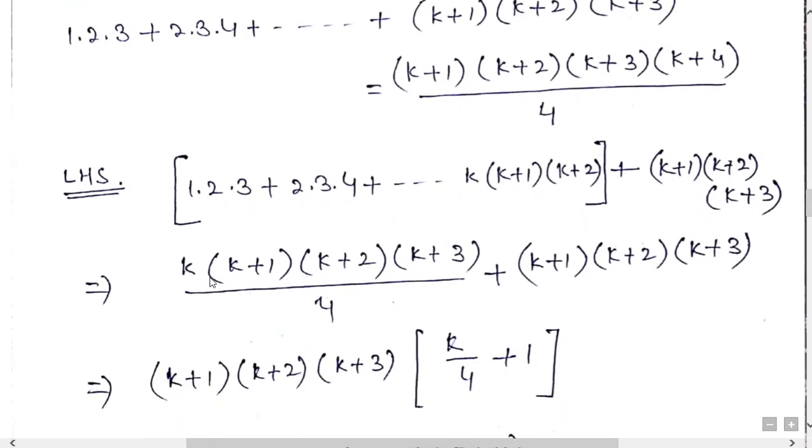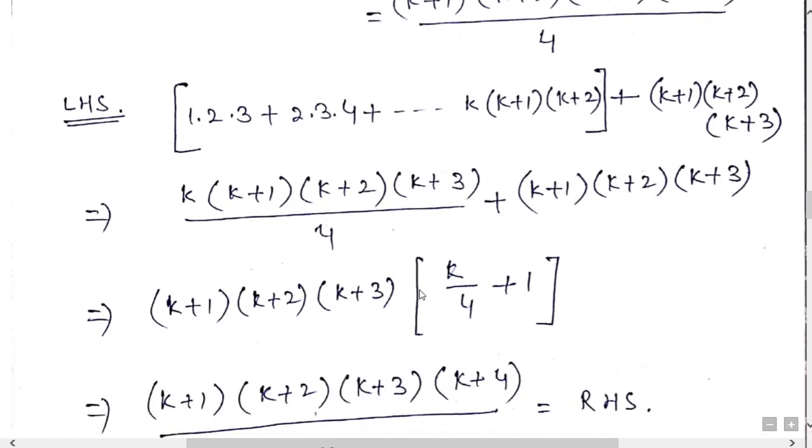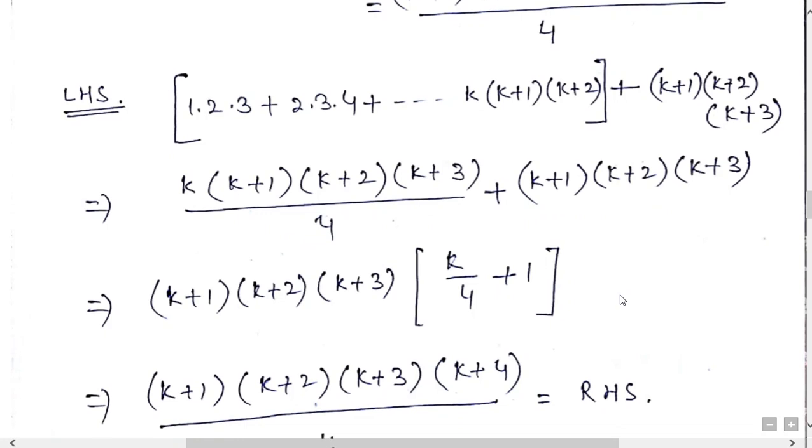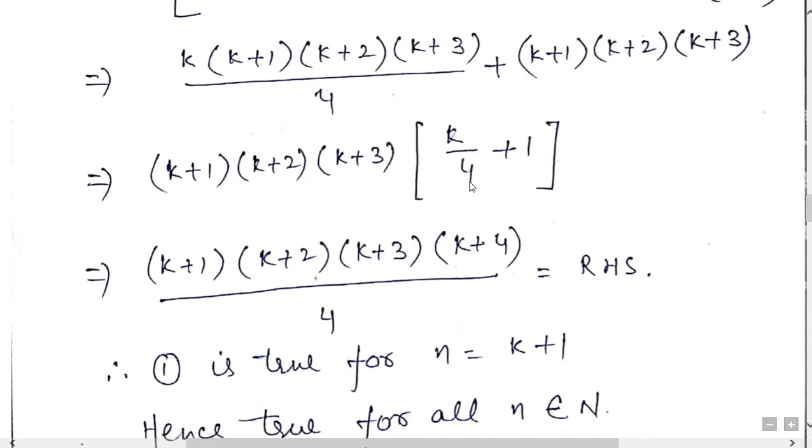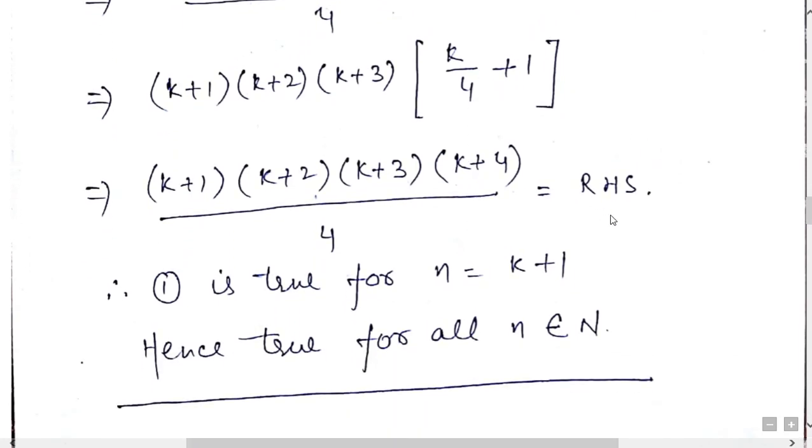Now insert the value from point number 2. Then taking common k plus 1, k plus 2 and k plus 3, and inside the bracket clearly k over 4. And in the second term only 1 is there. Take LCM. It's k plus 4 divided by 4. You will get the answer.